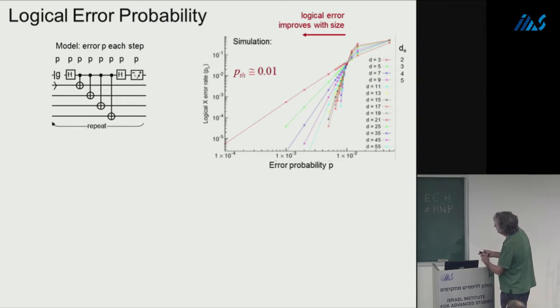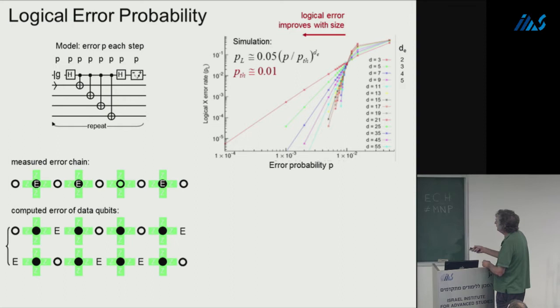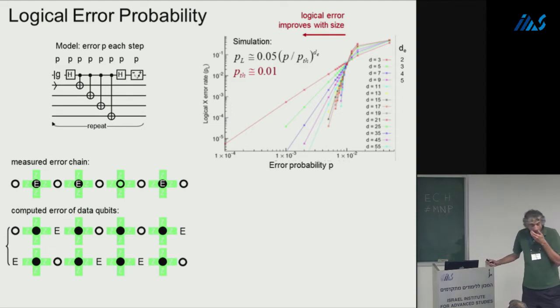And if you're down here and you make the dimension big enough, then you can make your logical error rate go to 0. But of course, if you're above the threshold, that doesn't help you. So that defines the threshold. And if you go through and just fit to this, you can say this P_L is about 5% times how much below threshold you are to this d_e factor here. And that more or less tells you the logical error rate.